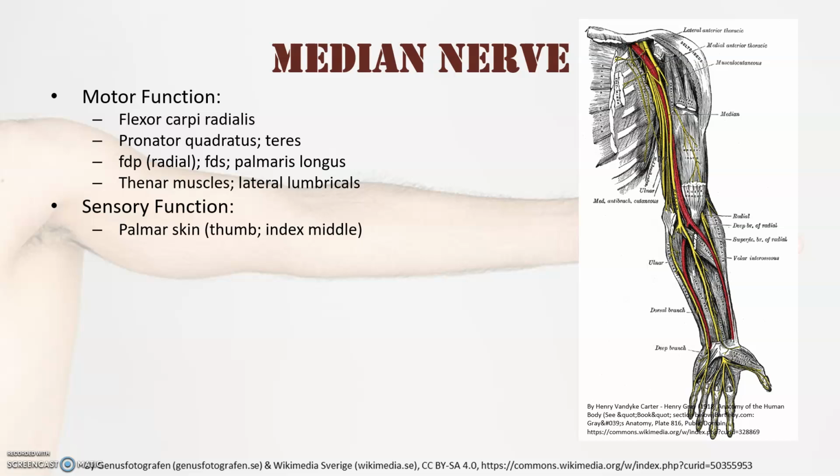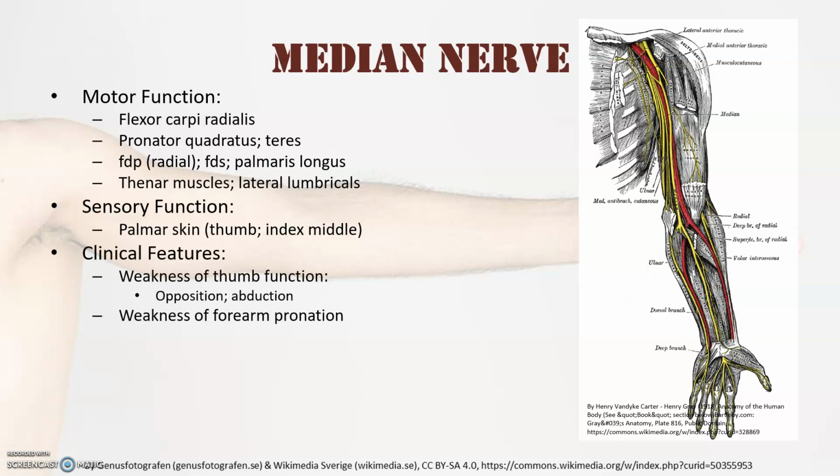Its sensory functions include the palmar skin of the hand, the thumb and index finger, and therefore the clinical features of nerve injury would include weakness of thumb function, weakness of opposition and abduction, and also weakness of forearm pronation because of the effect on pronator quadratus and teres, according to the level of the injury. Of course, a wrist injury will not affect forearm pronation.